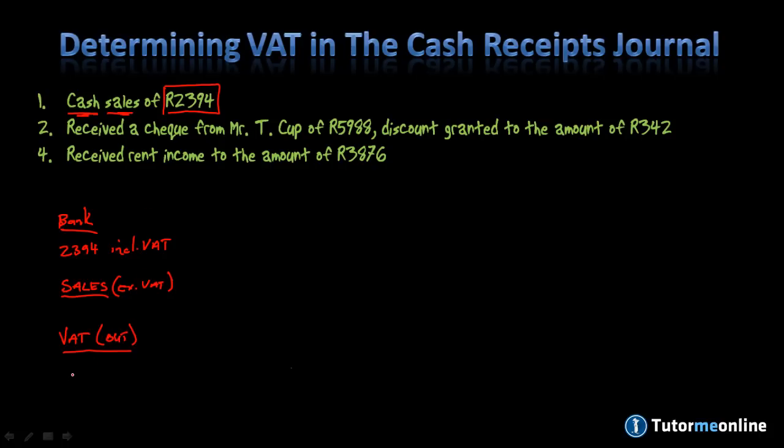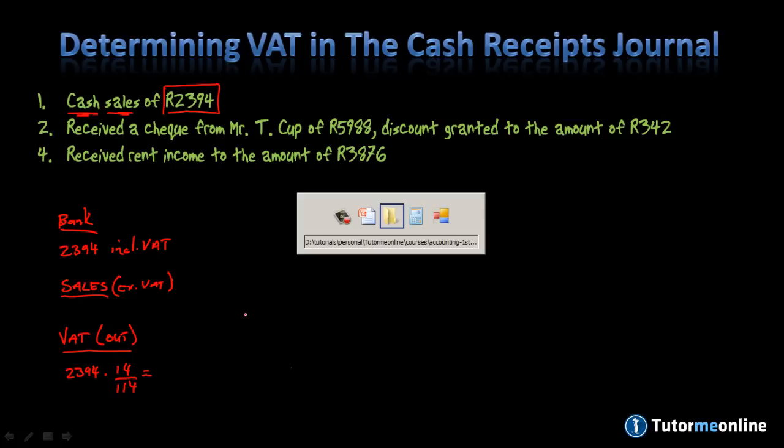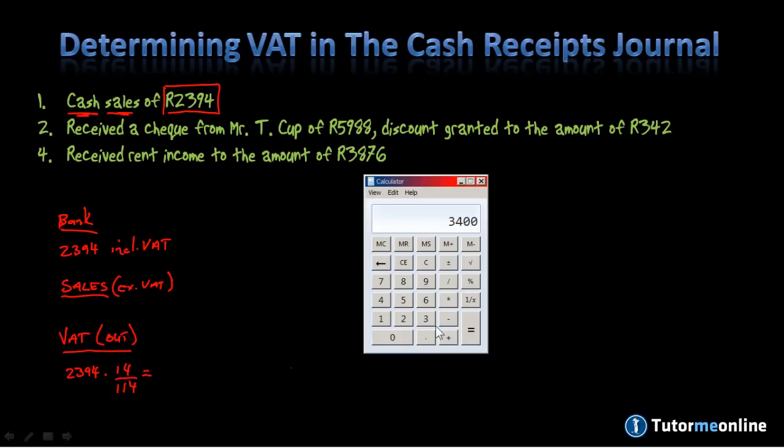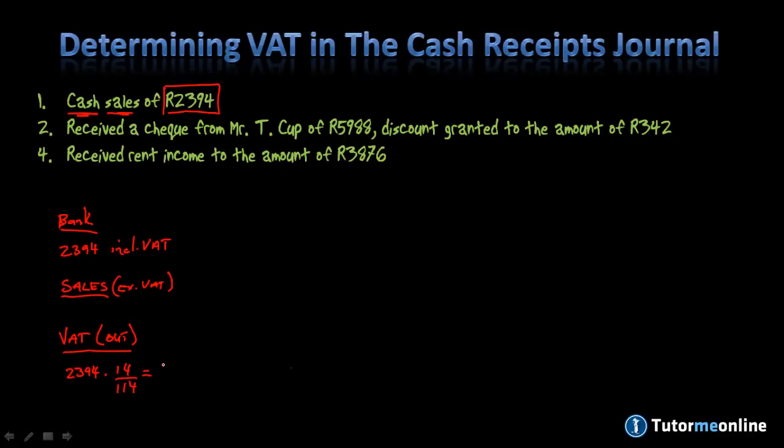So we then go and work out the VAT portion on 2394. We use our equation, 2394 multiplied by 14 over 114. So we'll do that on the calculator. 2394 multiplied by 14 divided by 114. That gives us 294 Rand. So we know that that was our VAT output portion.